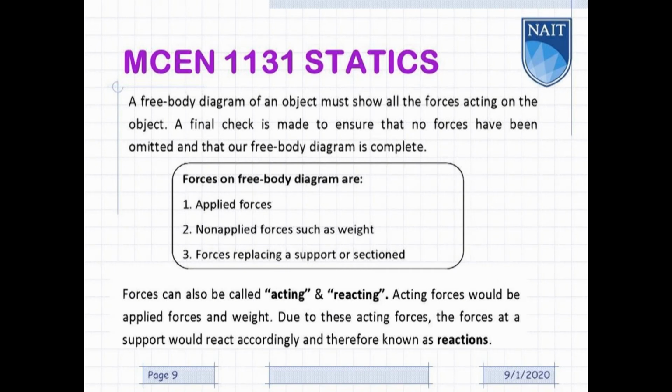A free body diagram of an object must show all of the forces acting on the object. It is recommended that you do a final check to ensure that no forces have been omitted and that your free body diagram is complete. There are three forces on free body diagrams: 1. Applied forces. 2. Non-applied forces such as weight. And 3. Forces replacing a support or section. Forces can be called acting or reacting. Acting forces include applied forces and weight. Due to these acting forces, the forces at a support would react accordingly and are therefore known as reactions.